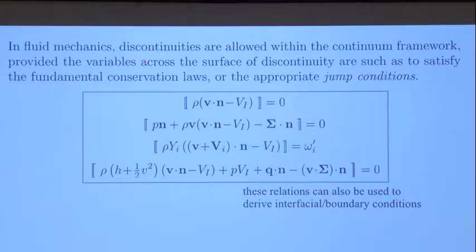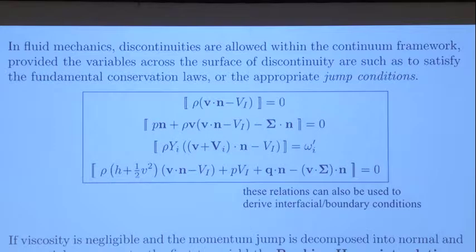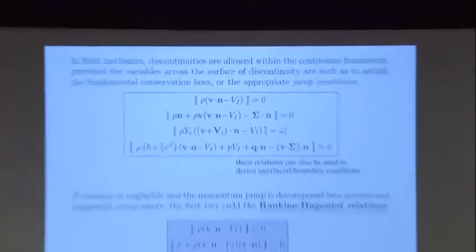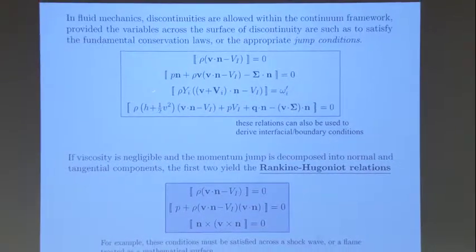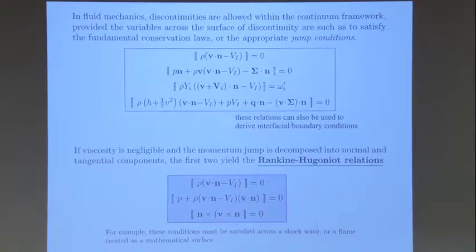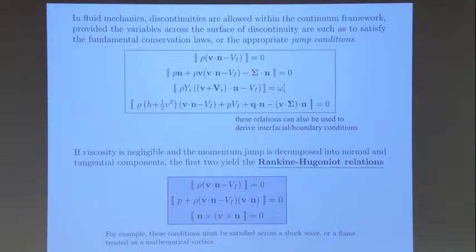So in fluid mechanics, and that's an important statement, discontinuities are allowed within the continuum framework, provided the variables across the surface of discontinuity are such that they satisfy the fundamental laws, which are expressed here in terms of jump relations. If they satisfy this, it is acceptable. Okay, a simple version of this is known as the Rankine-Hugoniot relation. The Rankine-Hugoniot relation comes up if you neglect viscosity, so this sigma is gone, right?